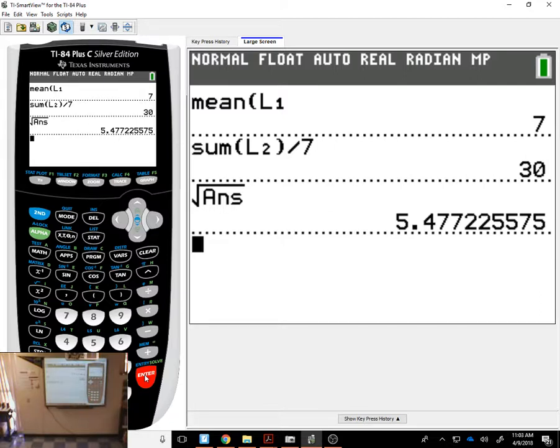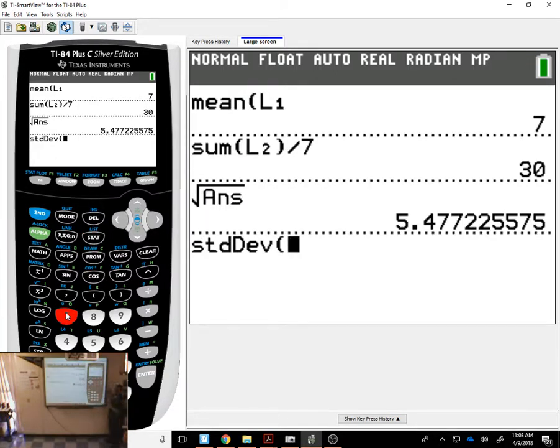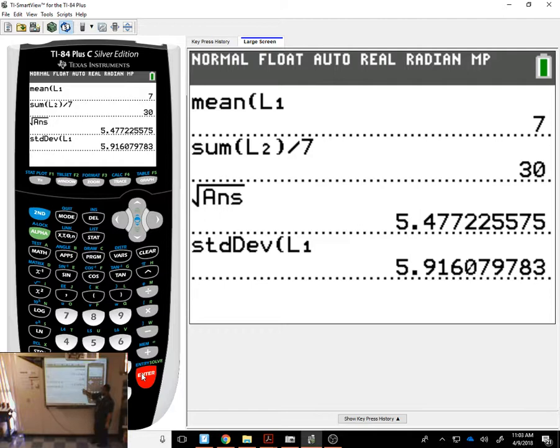Now, I'm going to show you how to do stuff easier using your calculator. Actually, I want to show you some things. This one, please don't write it down. I don't want to confuse you. I don't know if anybody noticed, if I go to list, math, option number 7 is standard deviation, isn't it? So I want to take the standard deviation of L1, and look at those numbers. They don't match.